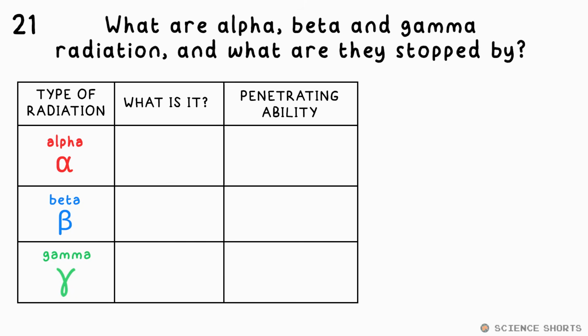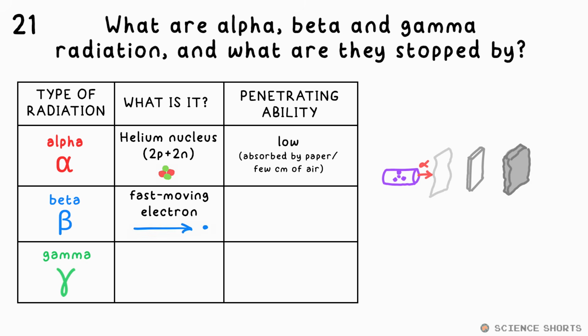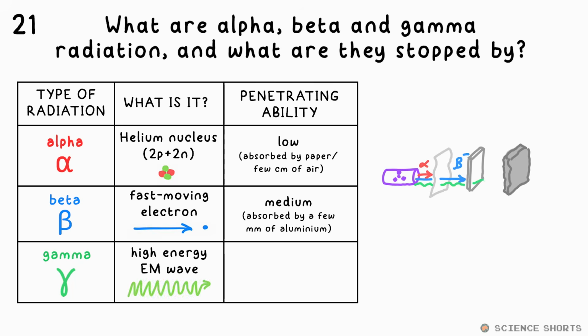Question 21. What are alpha, beta, and gamma radiation, and what are they stopped by? Alpha radiation is alpha particles, which are essentially helium nuclei. That's 2 protons and 2 neutrons. They can be stopped or absorbed by a piece of paper. Beta or beta particles are high energy electrons. They're absorbed by a few millimeters of aluminium. Gamma radiation is high energy electromagnetic waves. They aren't stopped by anything, but they can be reduced by being absorbed by lead or concrete.